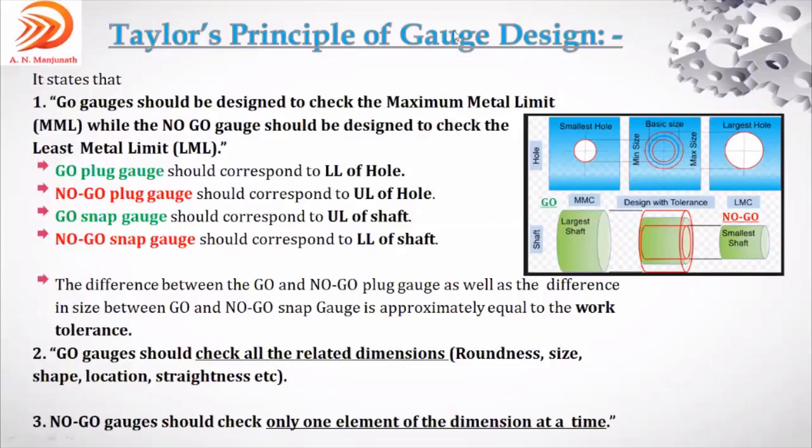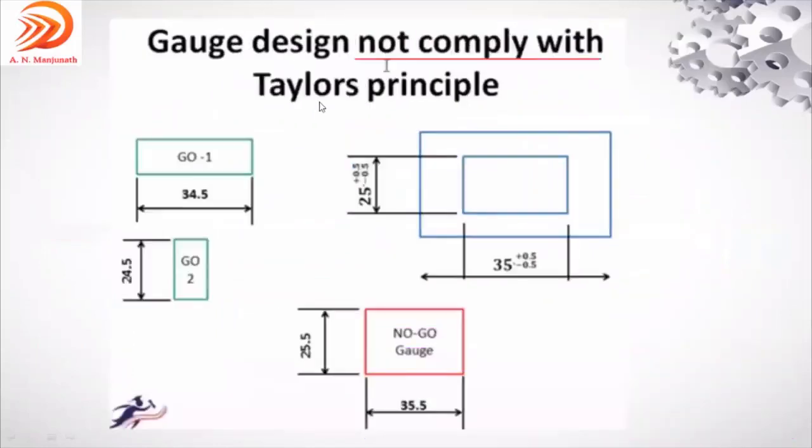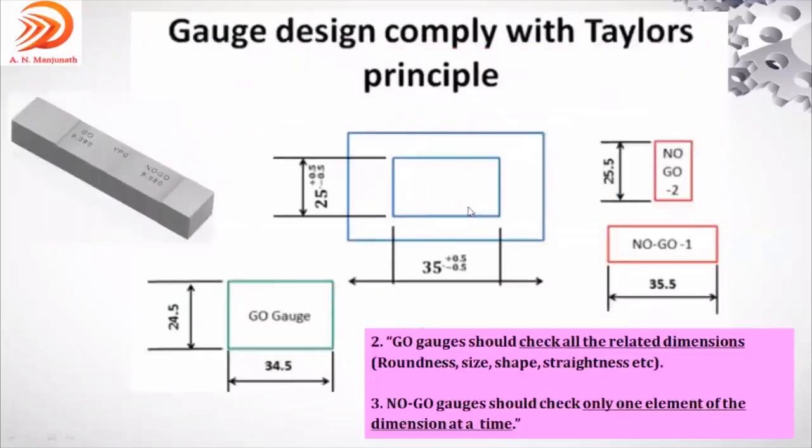The heading is given as Taylor principle of gauge design. To design the gauges themselves, plug gauge, snap gauge, ring gauge, they use this principle, MMC, LMC. For hole and for shaft it is different, right? See, the gauge design will comply with the Taylor principle. That means this example which I have given here will follow the Taylor principle.